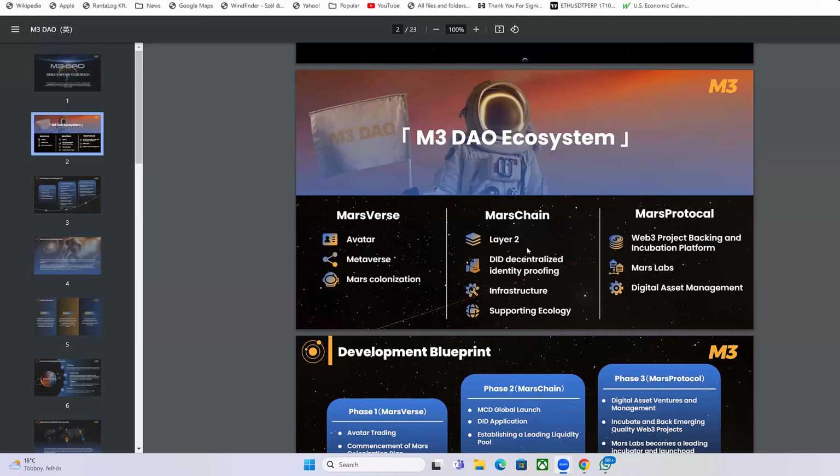And basically the MarsVerse, the avatar part, is a tool to reach a lot of people and attract them to generate, in a short period of time, a large database for us, because as soon as we have more data, more value, then we can make more profit. Through this presentation, I will show you how this ecosystem comes together. And of course, we have the Mars protocol. The Mars protocol is a Web3 project backing an incubation platform like Mars Labs and digital asset management. So this is where the profit is generated. This is where we can create different sources of income for MarsVerse.